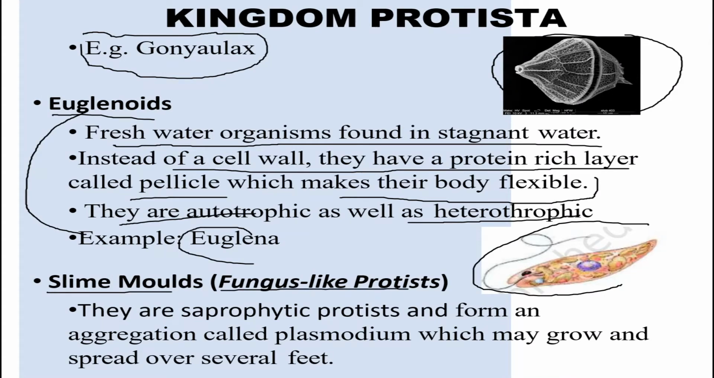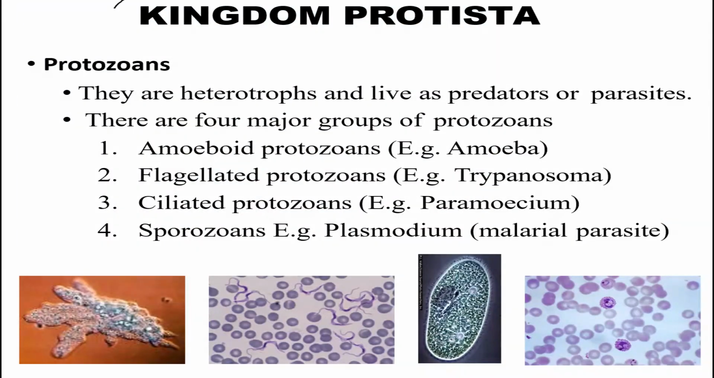Next are slime molds, or fungus-like protists. These are saprophytic protists, and they form an aggregation called the plasmodium, which may grow and spread over several fields. The plasmodium makes them motile. Moving on with kingdom protista in detail, protozoans are heterotrophic and live as predators or parasites. There are majorly four groups of protozoans.